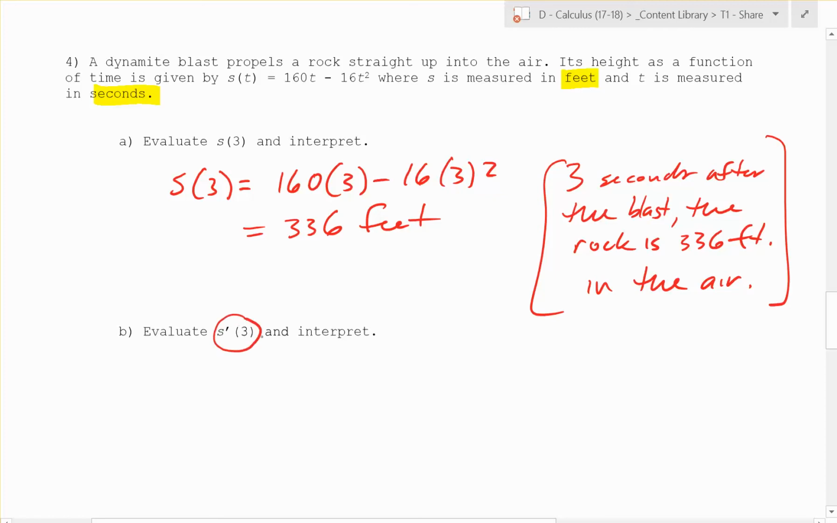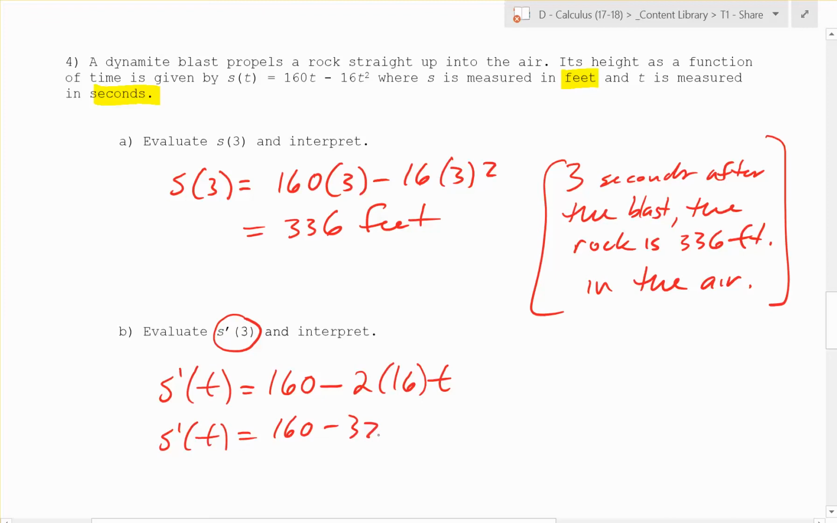What about s prime? Well, it's the derivative, and remember, we don't need to use the limit definition for polynomials. So s prime of t is just going to be 160 minus 2 times 16 times t. Remember, we reduce the power by 1 and drop the power to the front. So let's clean that up a little bit. So s prime of t is going to be 160 minus 32t.